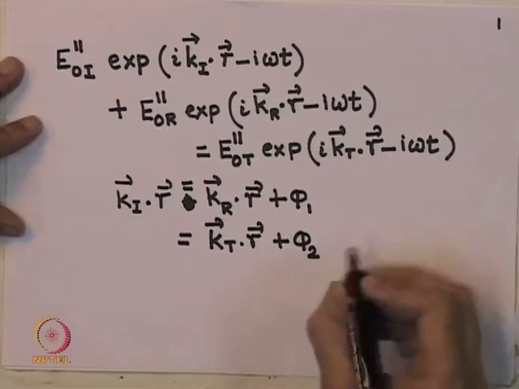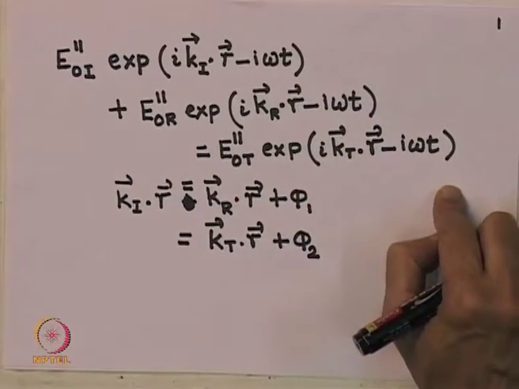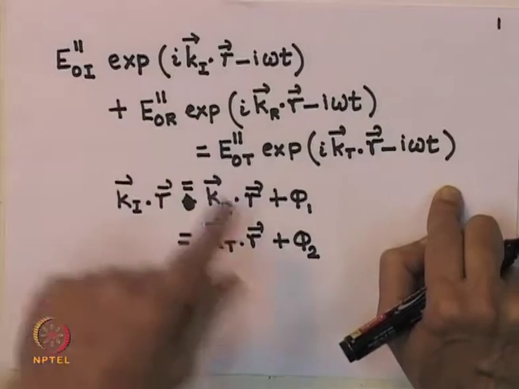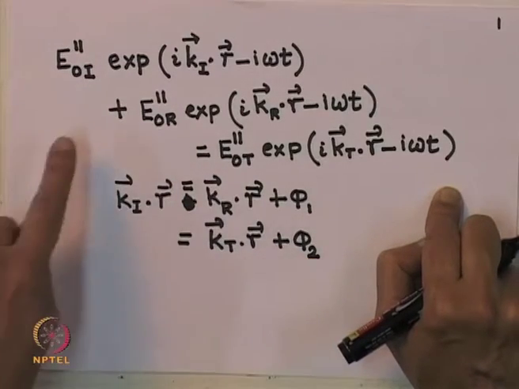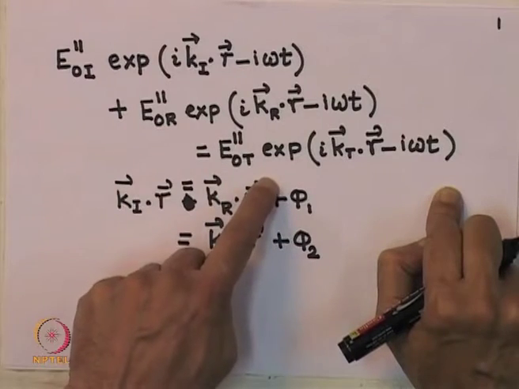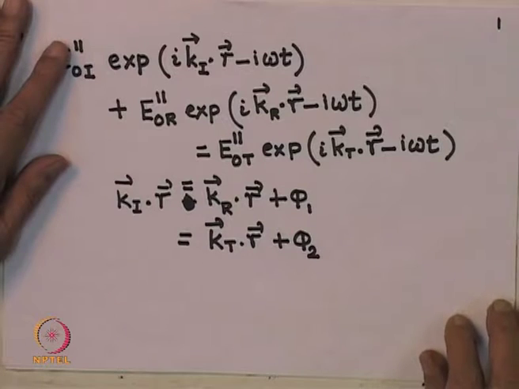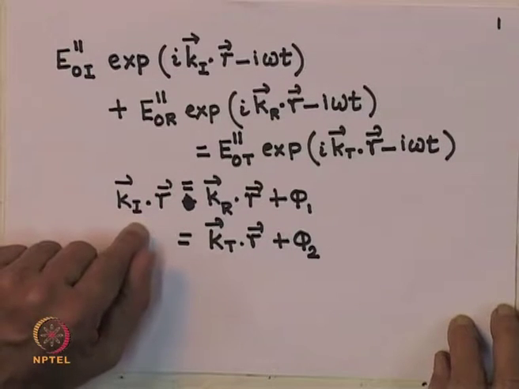Now, of course, I could have an arbitrary constant phase between the three terms, because e to the power i phi 1 or e to the power i phi 2 would simply multiply with these complex amplitudes in general. So let us look at what this implies. Let us look at the first equation.